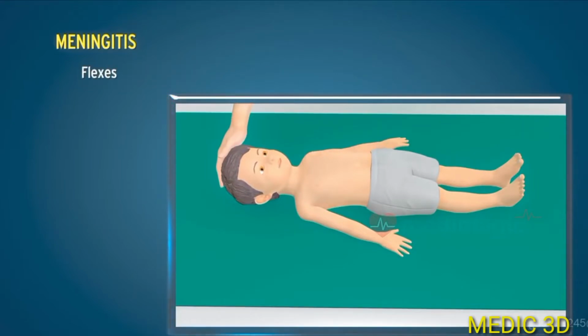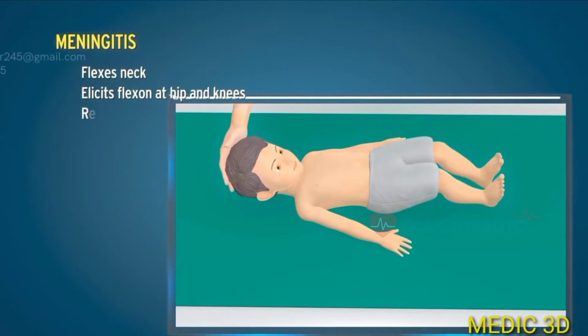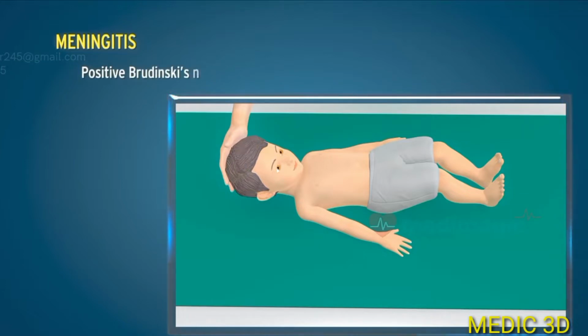Next, he flexes the patient's neck and notices that it elicits a flexion at the hip and knees as a reflex. This observation is called a positive Brudzinski's neck sign, which indicates that the patient is suffering from neck rigidity.